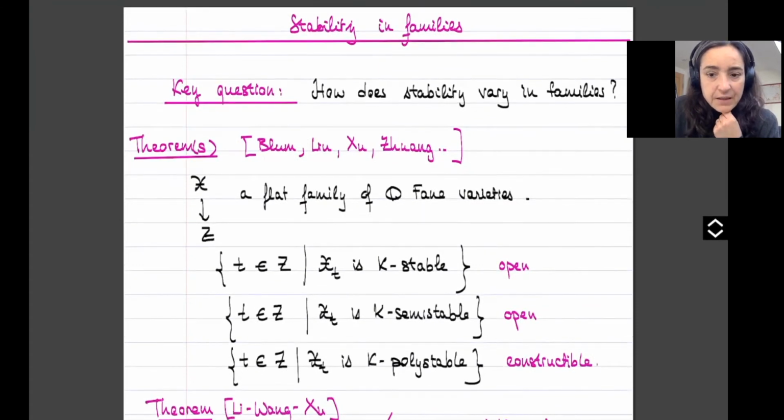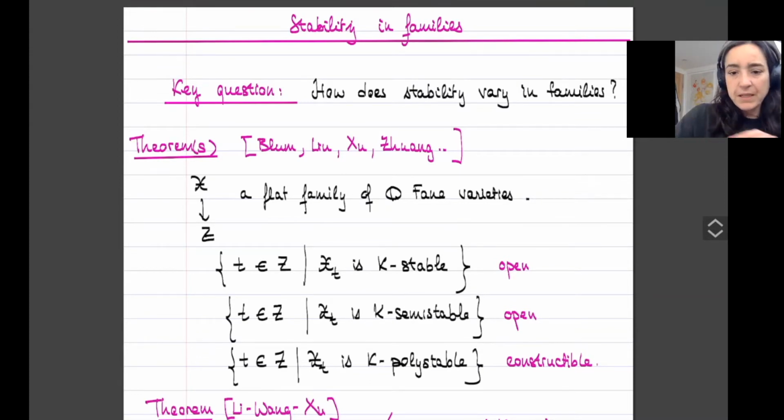So let me discuss a little bit stability in families. The key question here is, how does stability vary in families? Maybe before I move on to stability in families, are there any questions? So here I want to talk a little bit about how stability varies in families.